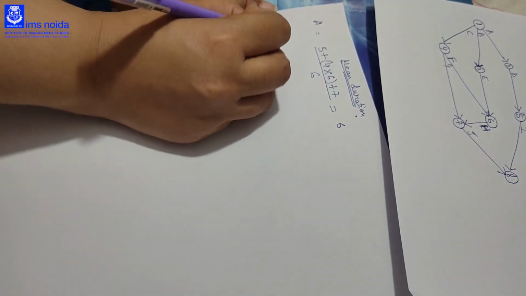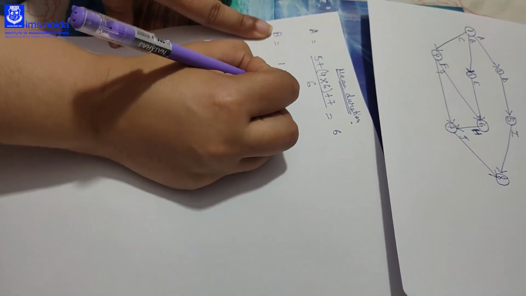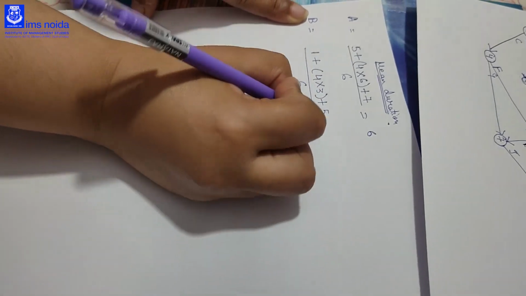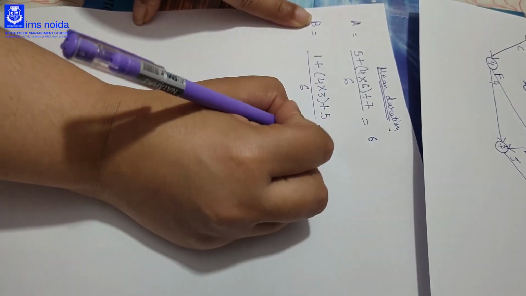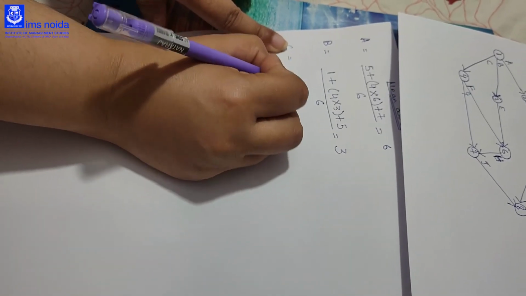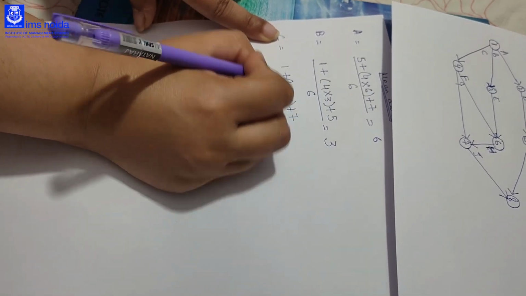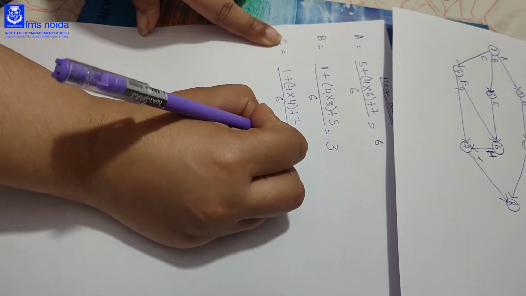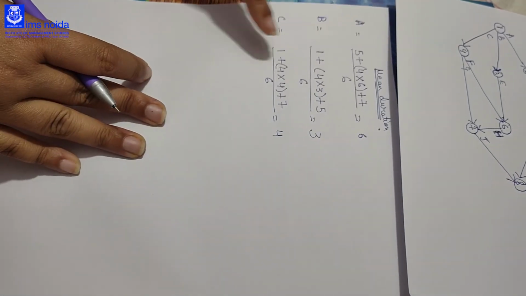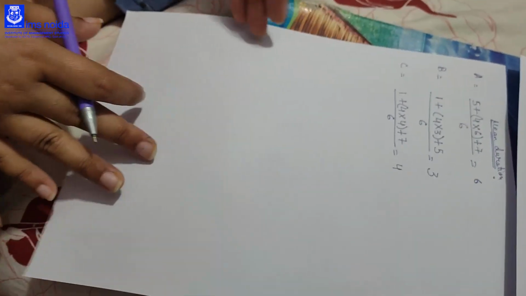Similarly for B, you will do that. For B, optimistic time is 1, 4 into most likely time is 3 plus pessimistic time 5, divided by 6. You will get the mean duration as 3. For C, optimistic time is 1 plus 4 into most likely time is 4 plus pessimistic time is 7, divided by 6. We will get the duration as 4. We will apply the same formula for every activity, and then we will find the mean duration.